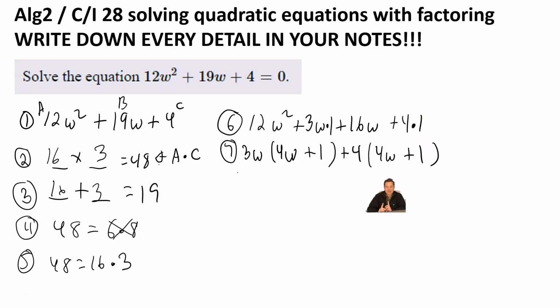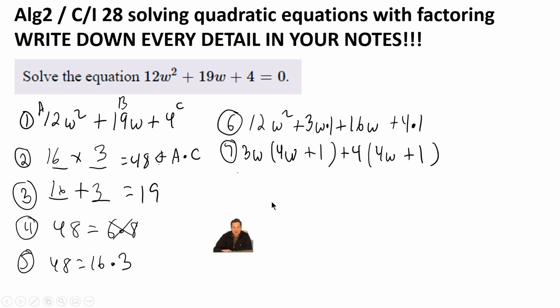And at step 7, you got to stop and be very careful. Make sure that you've got 3w over here and 4. And make sure that the quantities within parentheses are the same. In other words, they both are, for example, 4w plus 1, or whatever it happens to be in your particular case, okay? So that's that step.